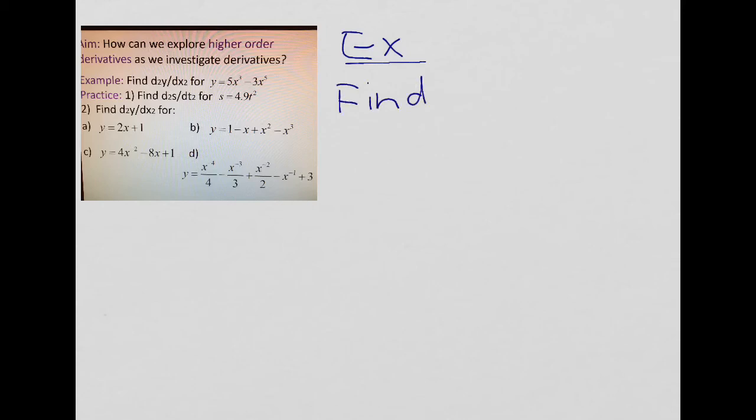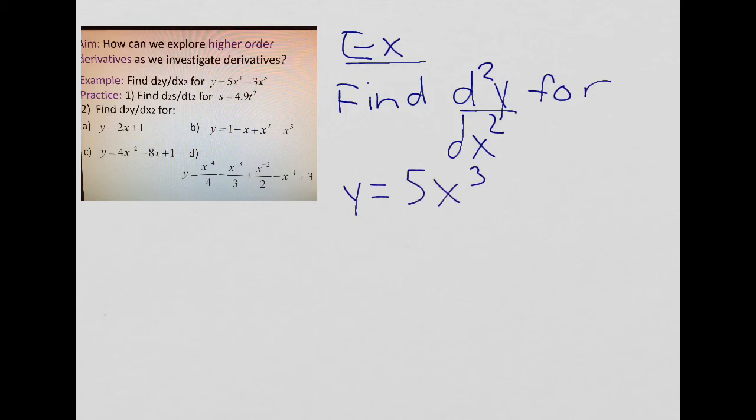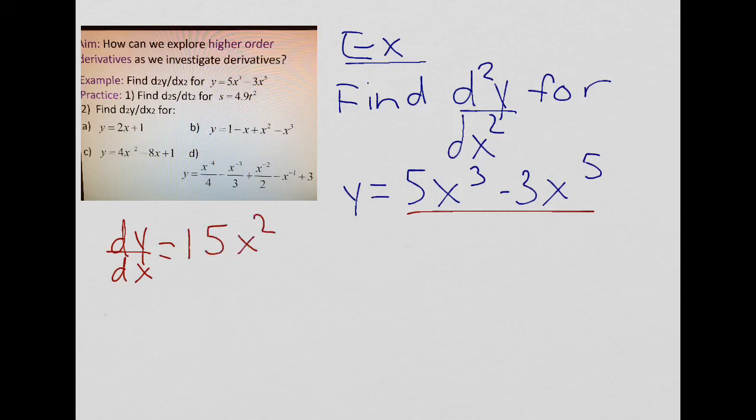It's asking to find d squared y over dx squared for y equals 5x cubed minus 3x to the fifth. So we would first have to take the derivative on both sides of our equation. So on the left side, that would become dy over dx. And on the right side, if we take the derivative using the difference rule and our product rule, we get 15x squared minus 15x to the fourth.